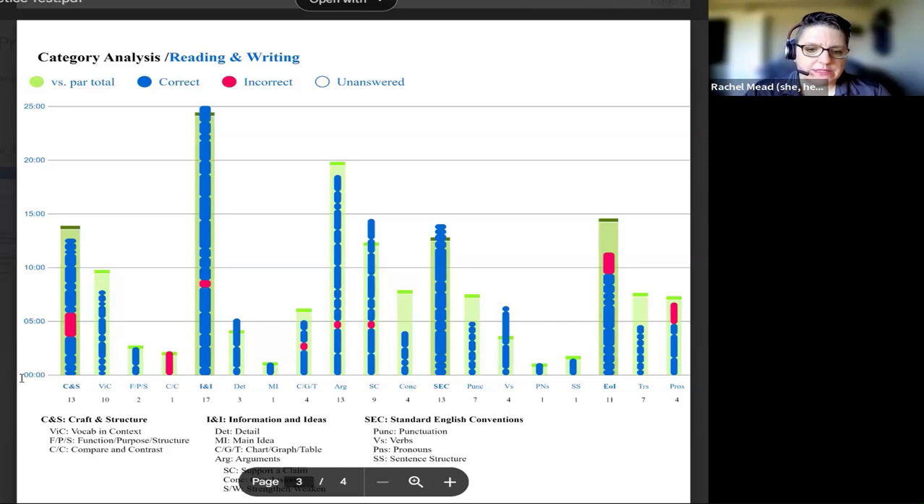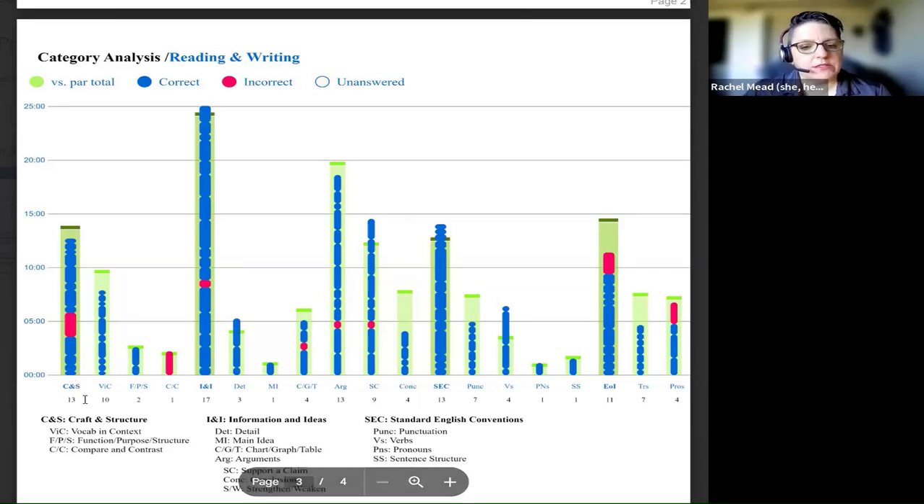So, again, what we can see here is it's starting off with my craft and structure. It's grouping all three of these categories into one group for me. And I can see how the student is doing overall with regards to their use of time and accuracy. And then from there, it's breaking down those three subcategories for me: my vocab, my function, purpose, structure, and compare and contrast.